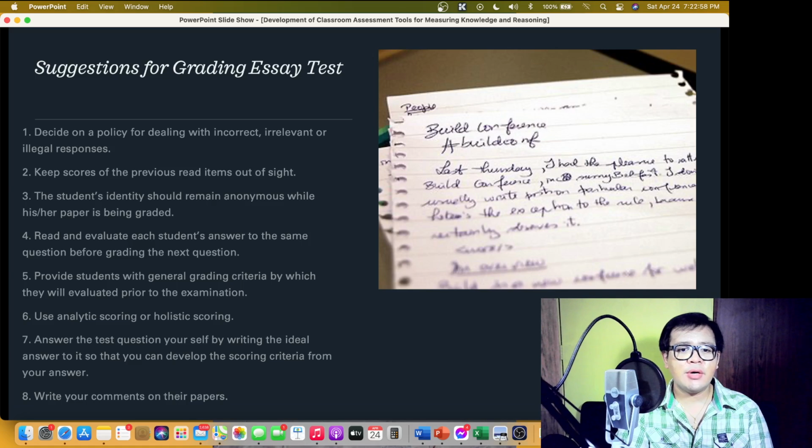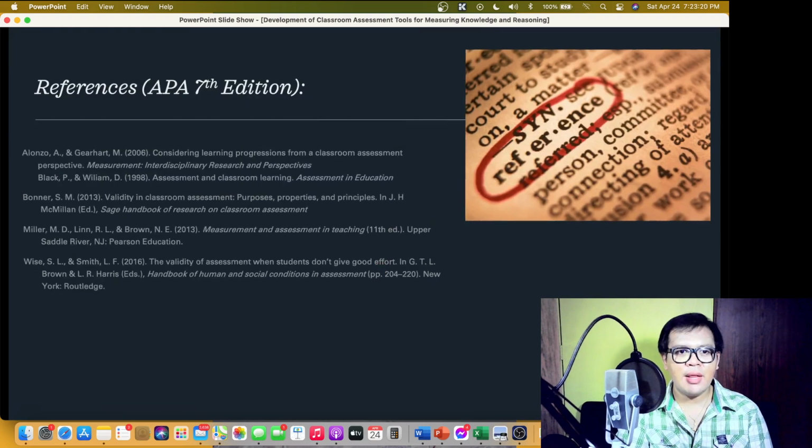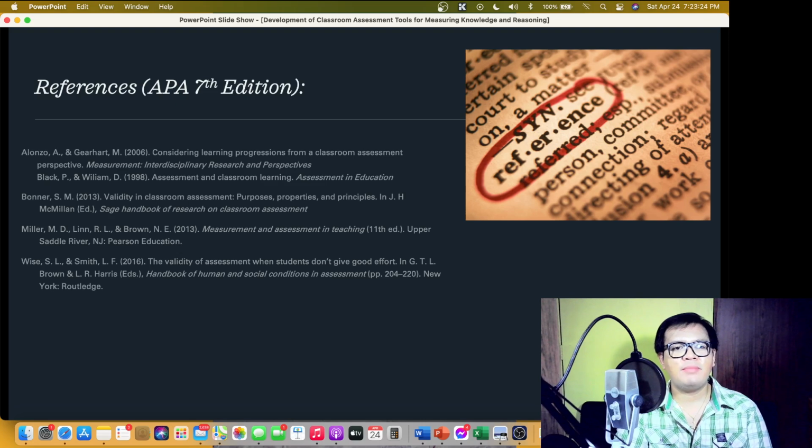Provide students with general grading criteria by which they will be evaluated prior to the examination. You also have to use analytic scoring or holistic scoring. Answer the question by yourself by writing the ideal answers. This makes sure that you can develop the scoring criteria from your answer and write your comments on their papers as well.